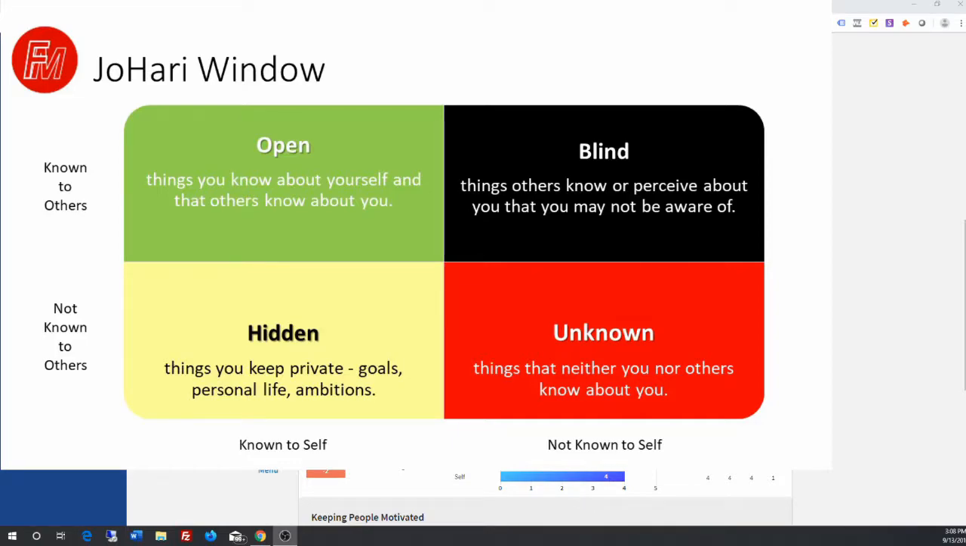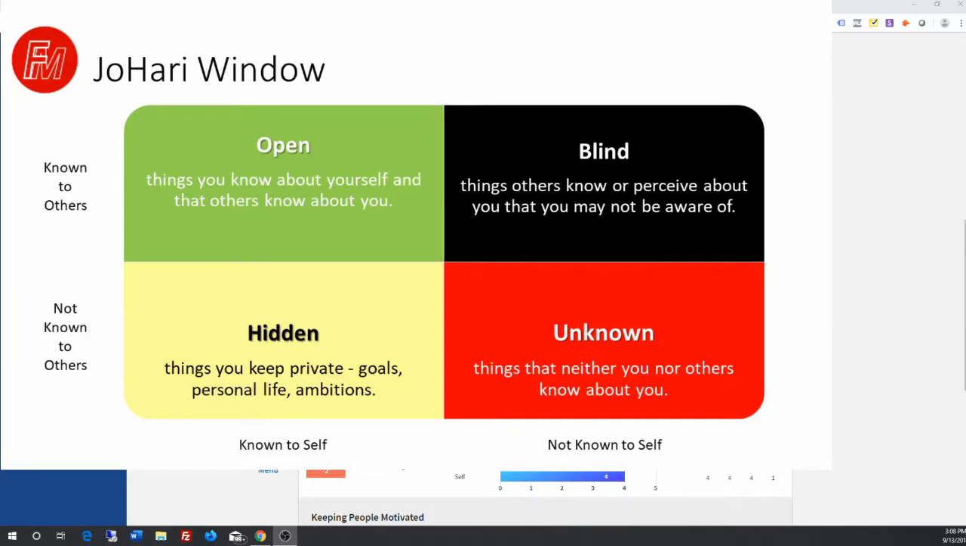So Johari Window is a tool that individuals can use to help them understand how they perceive themselves relative to how others around them perceive them. It's based on 4 quadrants. We have the open, the blind, the unknown, and the hidden quadrant.